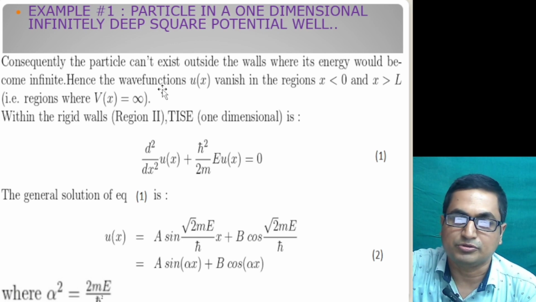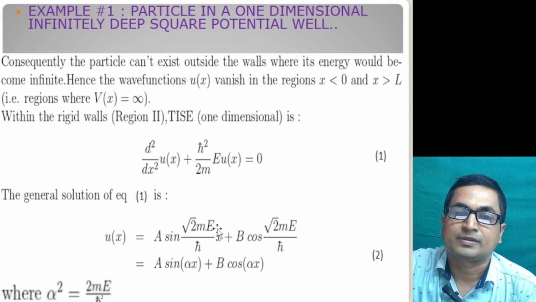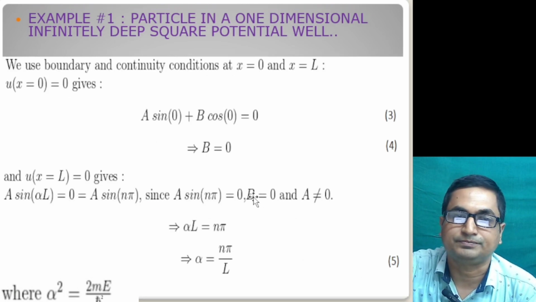So considering region 2, the time independent Schrodinger equation will become like this. Here V is 0, so that's why only the E term will be there. Equation 1 is the time independent Schrodinger equation for region number 2. Now the solution of 1 is very simple. It's simply the superposition of a sine function as well as a cos function. Putting alpha squared equal to 2mE by h-bar squared, we can write the solution as u(x) equal to A sin alpha x plus B cos alpha x, where alpha squared is as defined here. This is equation 2, the solution for equation number 1.